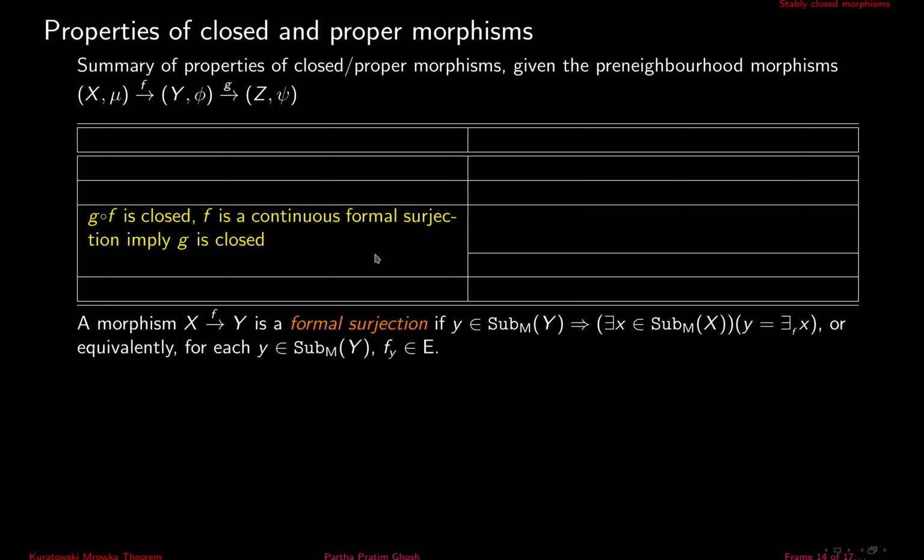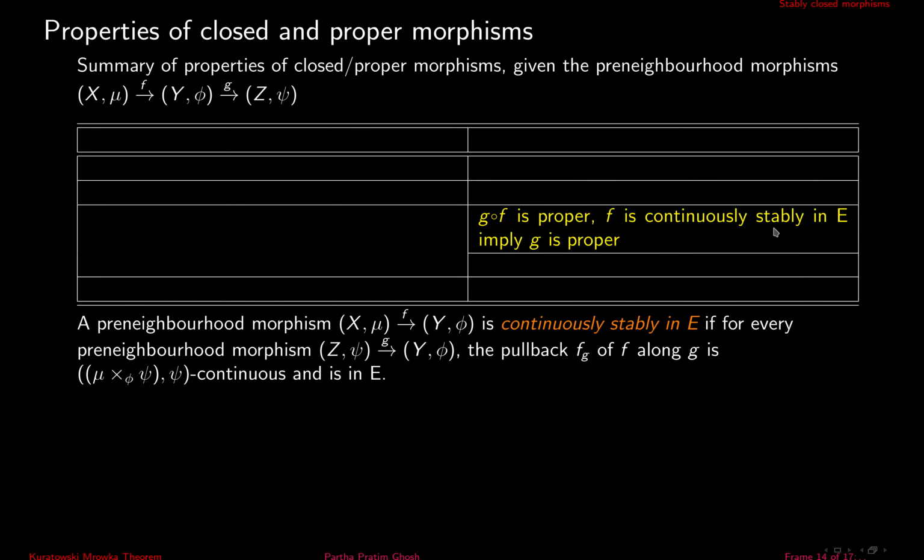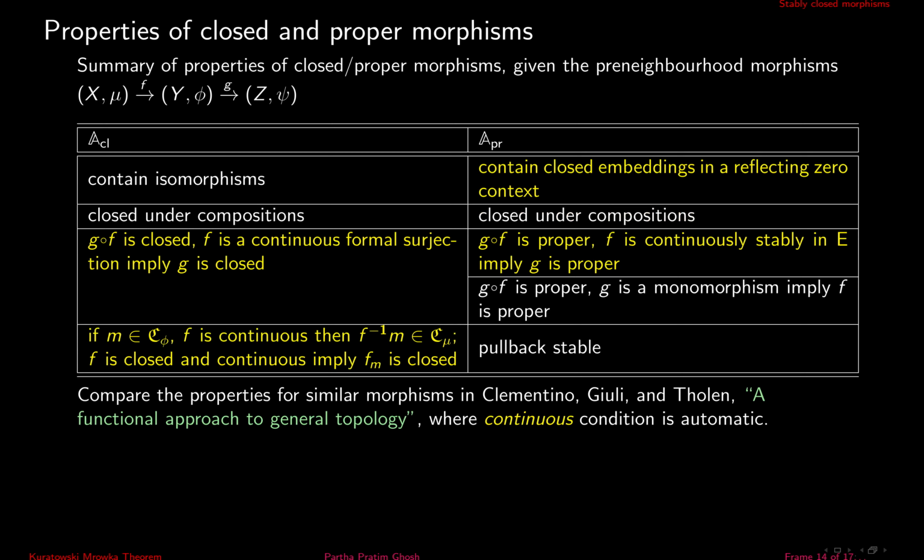For instance, formal surjection. A morphism is formally surjective if it satisfies exactly what we know in usual set theory as being surjective. So every subobject of the codomain is an image of some subobject there, which is equivalent to saying the co-restriction of F along every subobject of the codomain is in E, is a good epimorphism. Also, there is this continuously stably in E. It simply means that F is continuous, it is in E, and every pullback of it is continuous and in E. So, this table actually gives us a very good way to judge how continuity enters into our consideration and where it is not required.